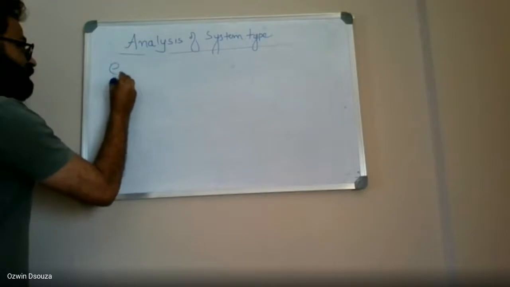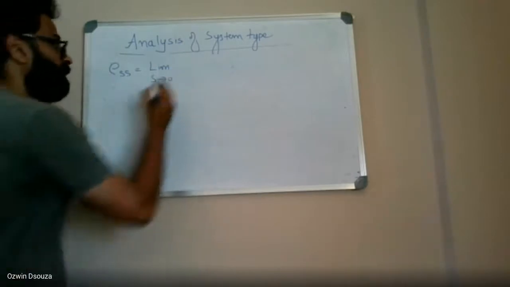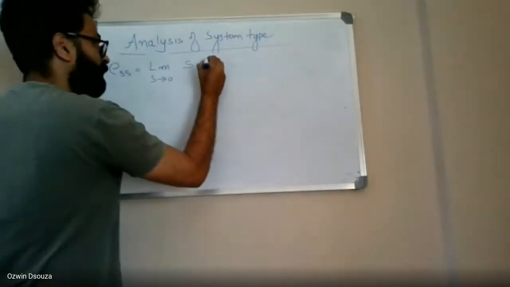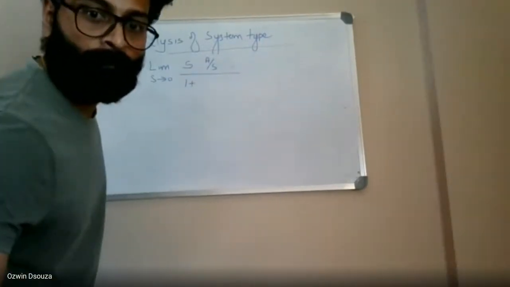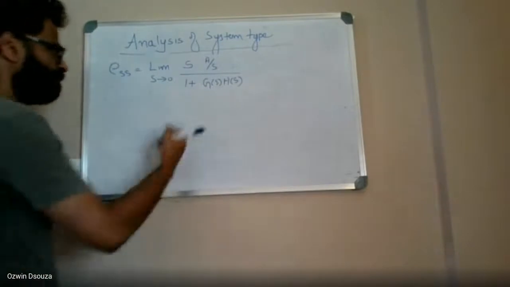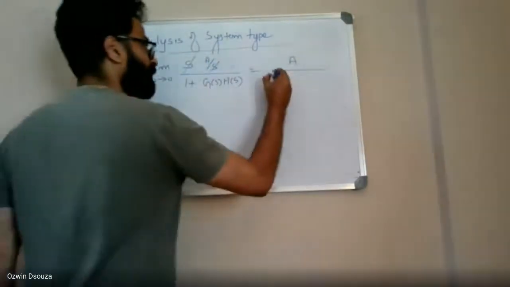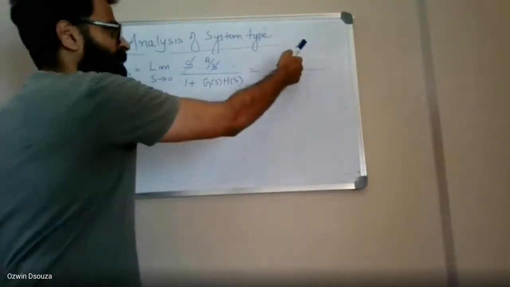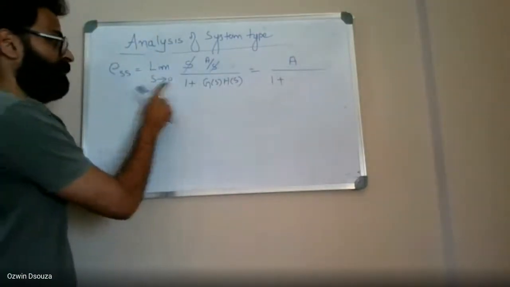So steady state error for a step input, ess is equal to limit s tends to 0, s into E(s). E(s) is R(s) divided by 1 plus G(s)H(s). What is R(s)? For a step input, R(s) is A by s. Okay. So, s gets cancelled. So, in the numerator, you are left with A, and in the denominator, you are left with 1 plus G(s)H(s). Okay. So, the numerator is free of s terms. So, no point in applying the limit to the numerator. So, what we can do is push the limiting condition to the denominator.